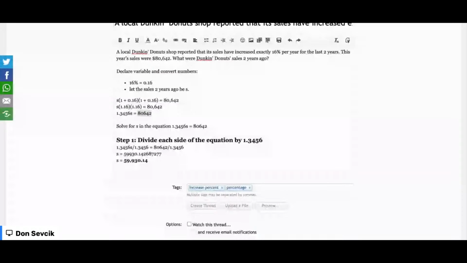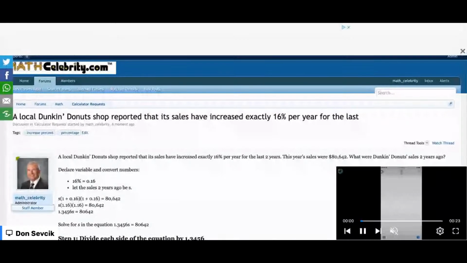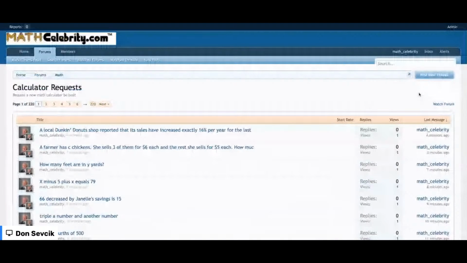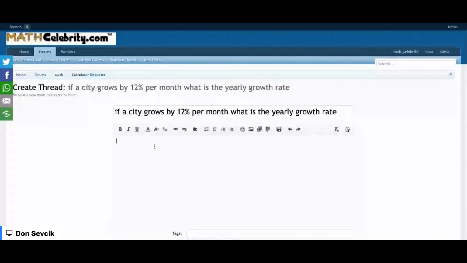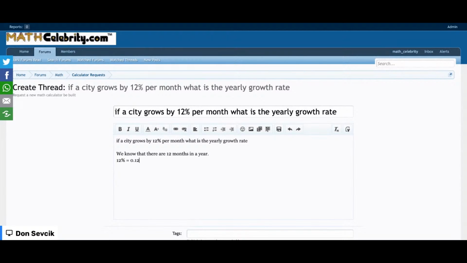All right. Here's a good one. If a city grows by 12% each month, what is the yearly growth rate? We know that there are 12 months in a year. 12% equals 0.12, and I'm going to do exactly what I did on the last problem. So what we have is annual growth rate equals monthly growth rate, raised to the 12th.